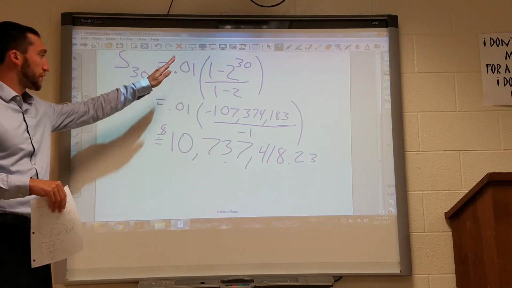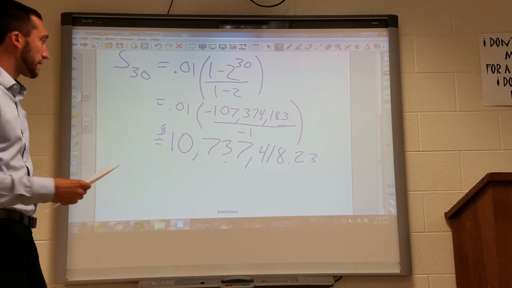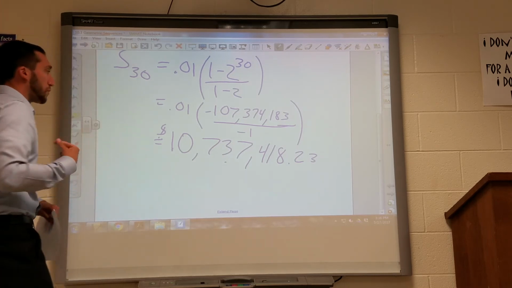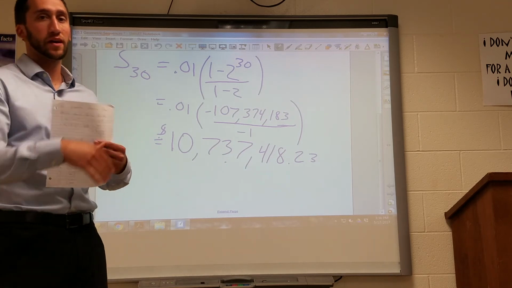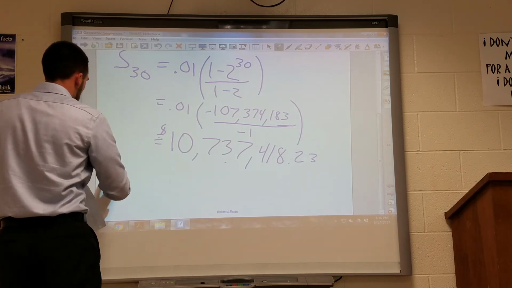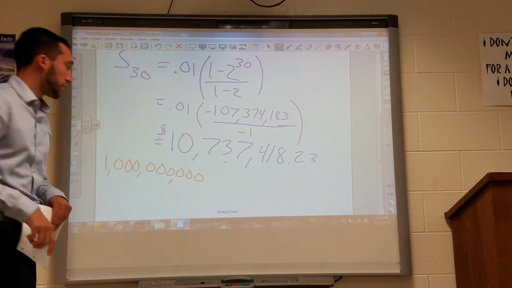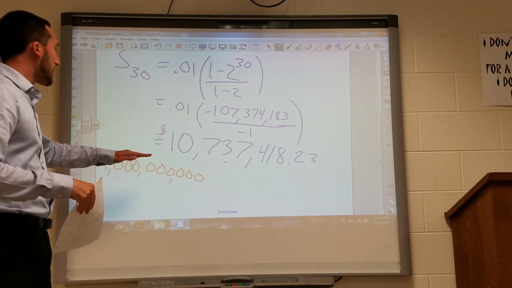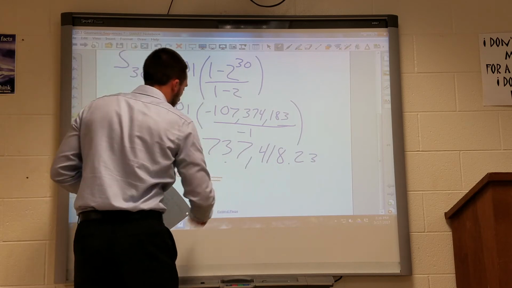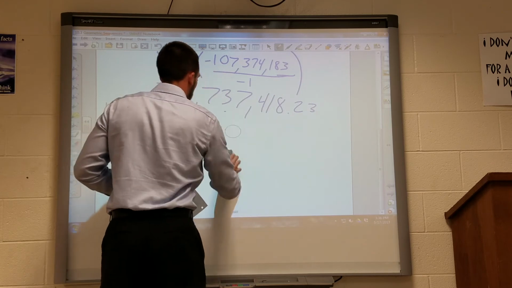I found the partial sum from the first day to the 30th day, just by doubling how much she's saving each day. But then the question asks us to figure out how long it would take her to become a billionaire if she kept saving double each day. So what I'm looking for is, I know my partial sum has to total up to $1 billion, because that's her goal. She wants to be a billionaire. I also know that I started with 1 cent. Let me write that a little bit neater.